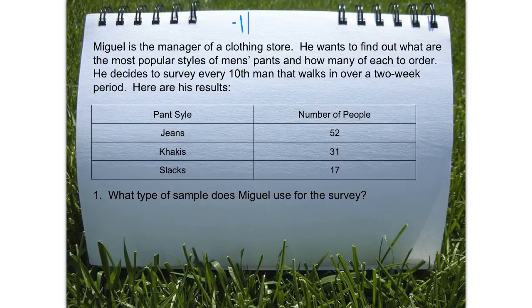Okay, here's question number 5. Miguel is the manager of a clothing store. He wants to find out what are the most popular styles of men's pants and how many of each to order. He decides to survey every 10th man that walks in over a 2-week period. Here are his results. So 52 people like jeans, 31 like khakis, and 17 like slacks. To determine what type of sample Miguel uses for the survey, you might want to go back to that chart we started at the beginning of the lesson to see your types of samples. Don't forget to put your name on your paper and turn this in at the beginning of class tomorrow.